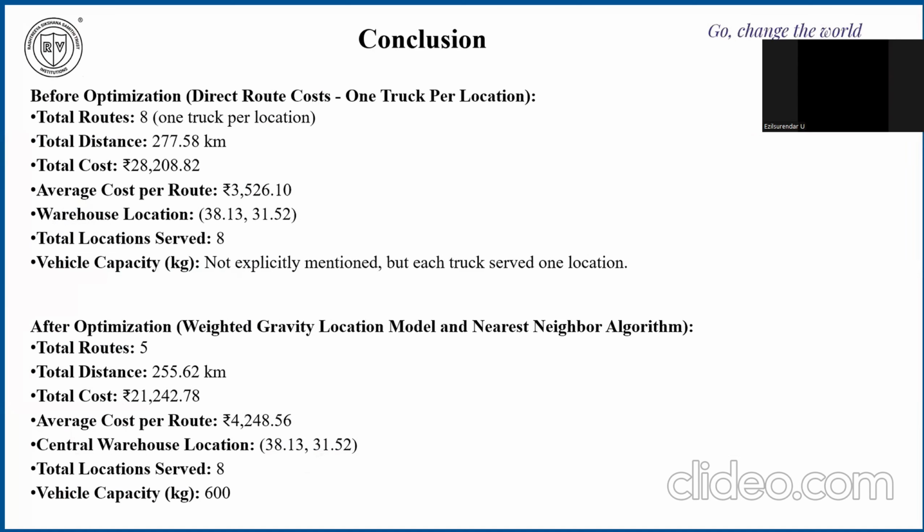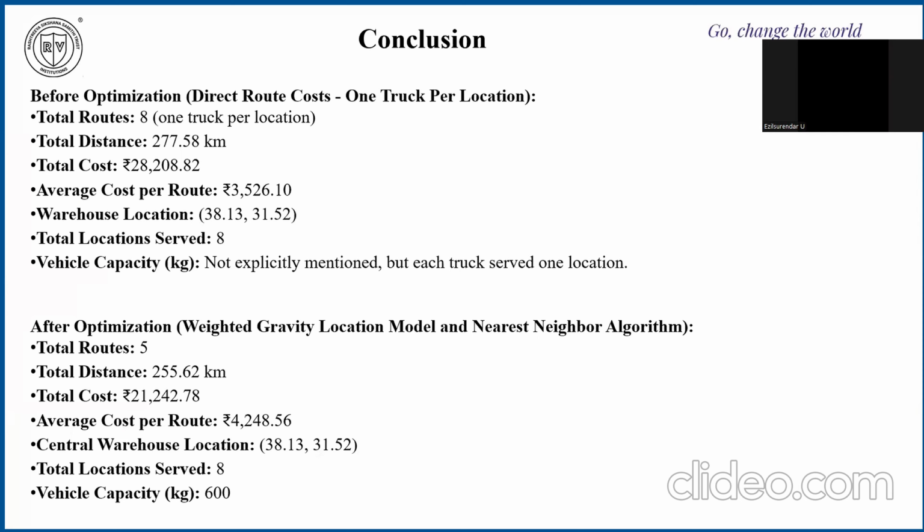In the initial scenario, we used one truck per location, resulting in 8 routes with a total distance of 277.58 kilometers and a total cost of 28,208 rupees. The average cost per route was 3,526 and the warehouse location was 38.13, 31.52.